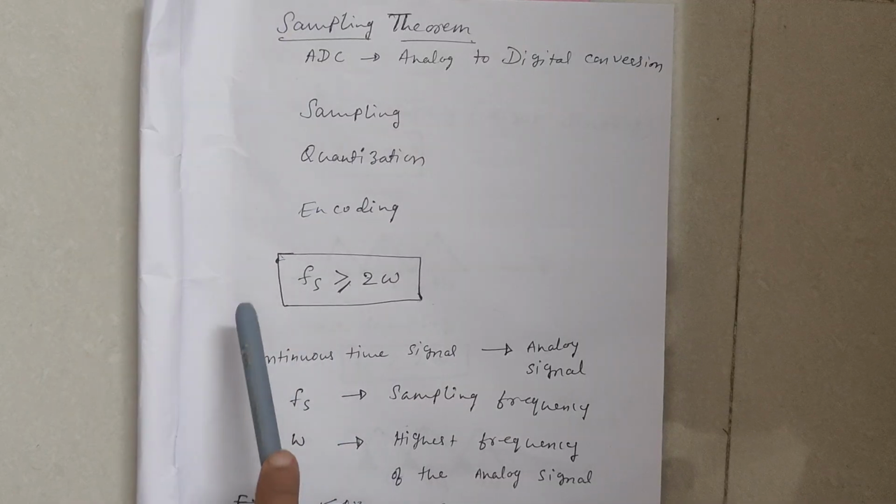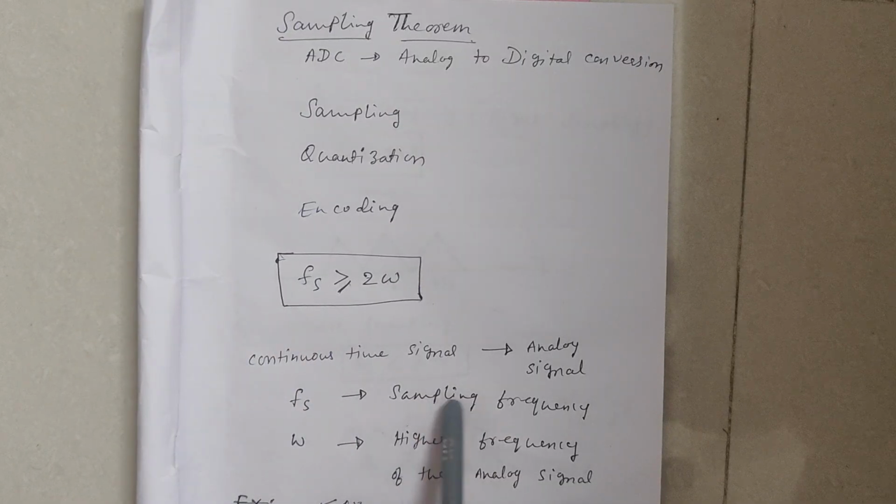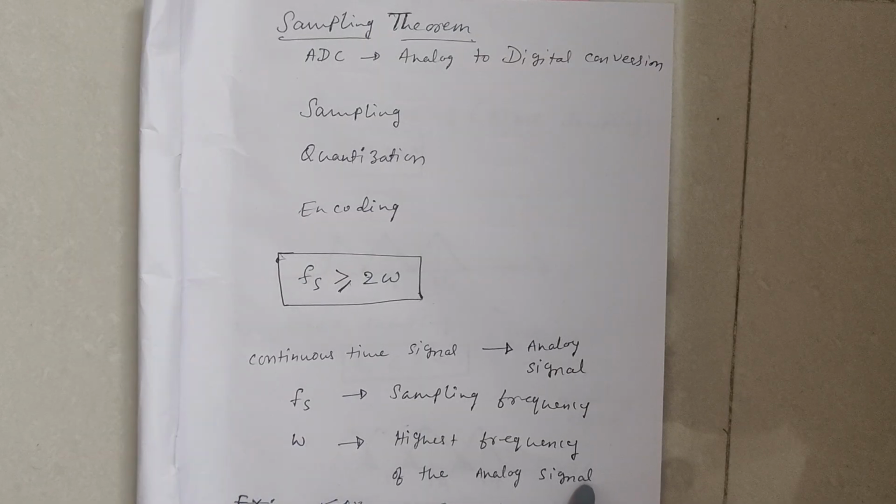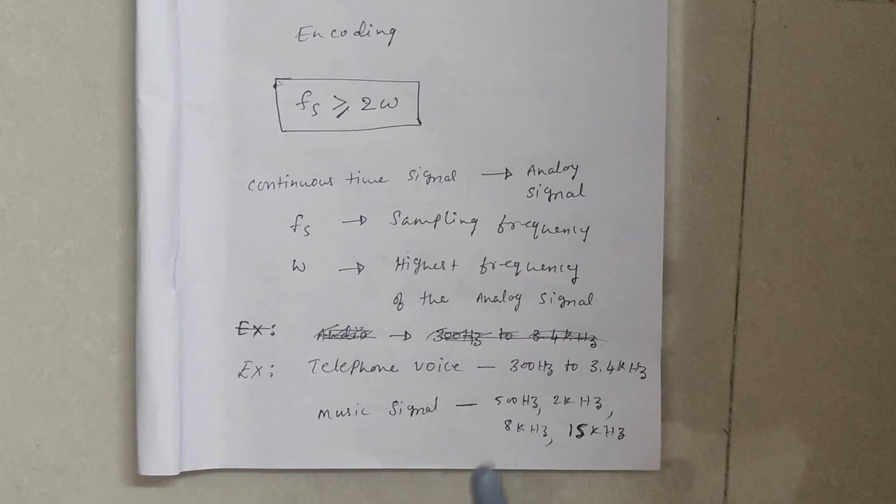Here what is Fs? Fs is the sampling frequency and W is the highest frequency of the analog signal. Our analog signal is nothing but a continuous time signal. What is the highest frequency of the analog signal? Let us see some examples.